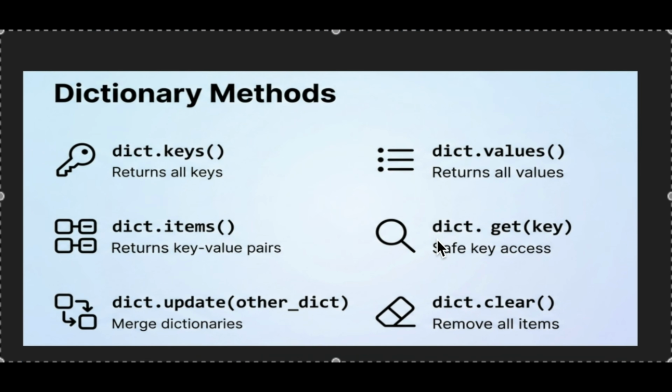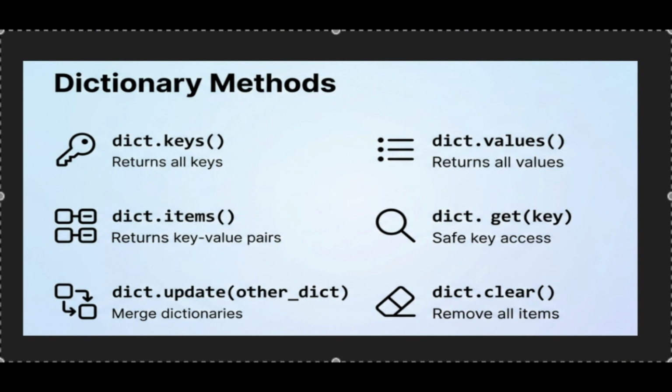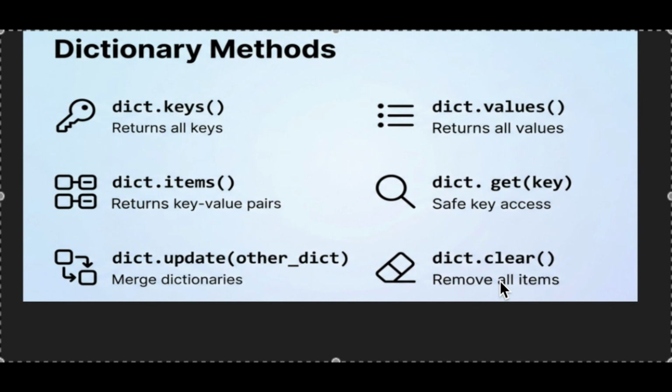The next topic is dictionary methods. Here are some useful dictionary methods from the slides you may get in the exam. Like dict.keys, it returns all the keys, and values returns all the values, and items returns all key value pairs. Then get is a safe way to access. And dict.update lets you update or merge, and the final one is dict.clear. It removes everything from the dictionary. That's it. Okay, next topic.